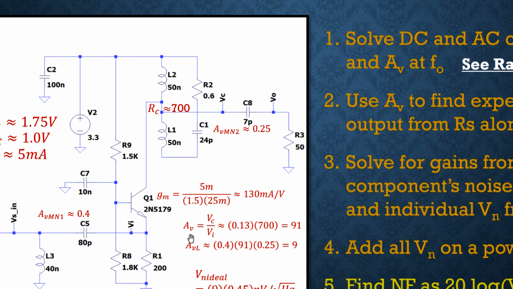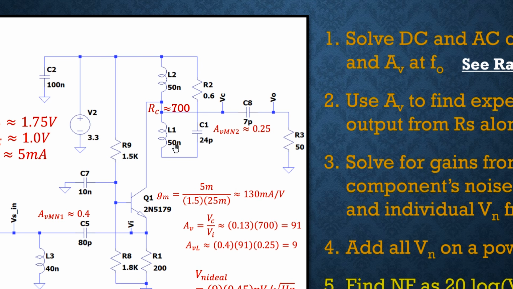What's the voltage gain? The voltage gain from Vn to Vc is equal to Gm times R. Gm is 0.13, R is about 700, and so that's about 91. That's a lot of voltage gain, but that's just from the emitter to the collector. That's not from the very input of the amp to the output.